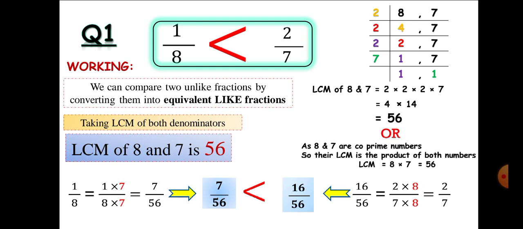Then 1/8 will be multiplied by 7, and 2/7 will be multiplied by 8. From 1/8 I get 7/56, and from 2/7 I get 16/56. The denominators are the same, so we focus on the numerator: the one with the greater numerator has the greater value. That means 16 is greater than 7, so 16/56 is greater than 7/56. That basically indicates 2/7 is greater than 1/8.